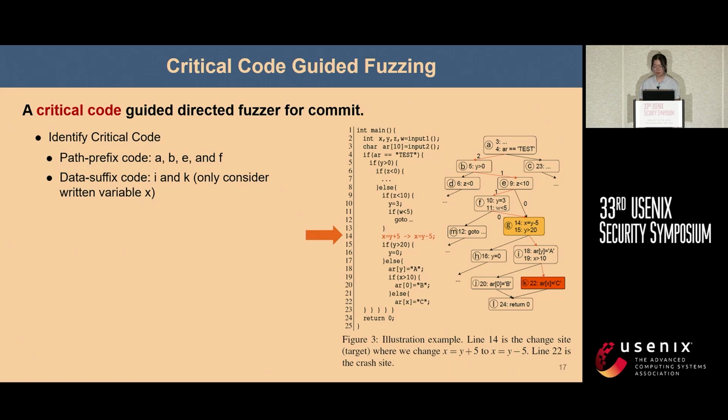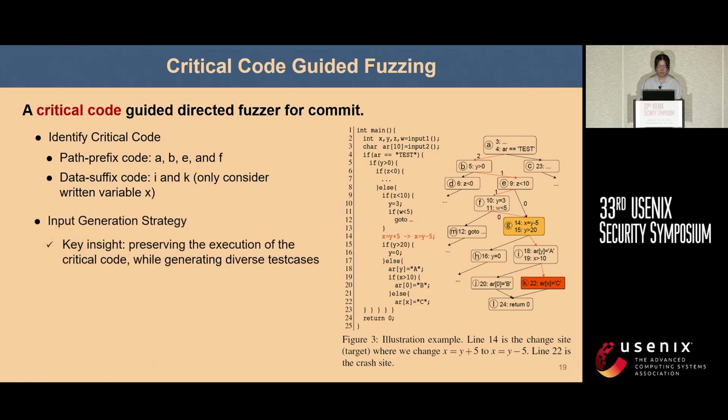So in basic block G, there are two variables, X and Y. While X is written, we only track the code that has data dependencies with variable X, which are I and K, while blocks J and L are not data surface code. With the help of the static value flow analysis framework SVF, we can build the control flow graph and the data flow graph for more precise analysis.